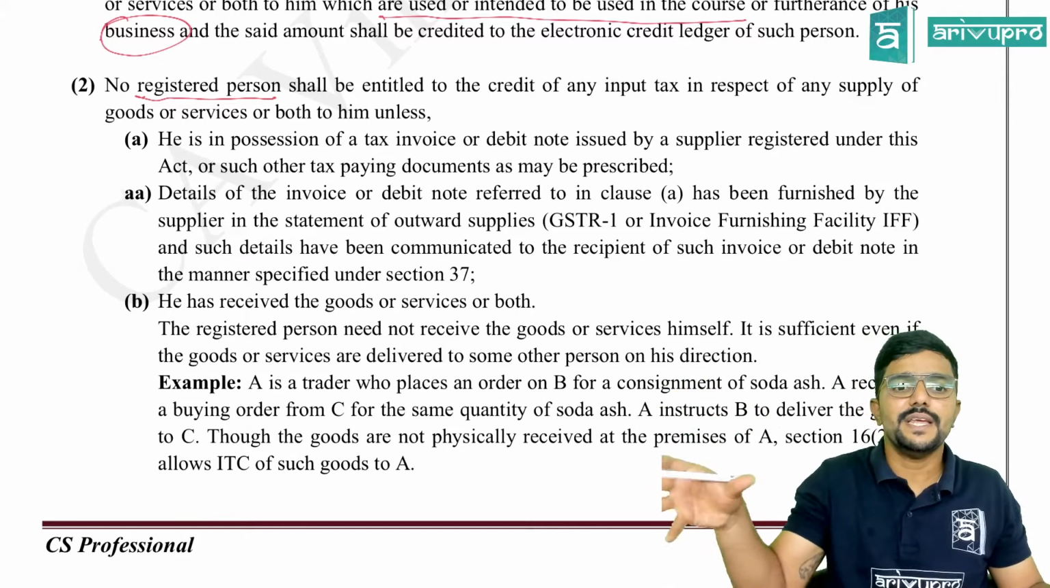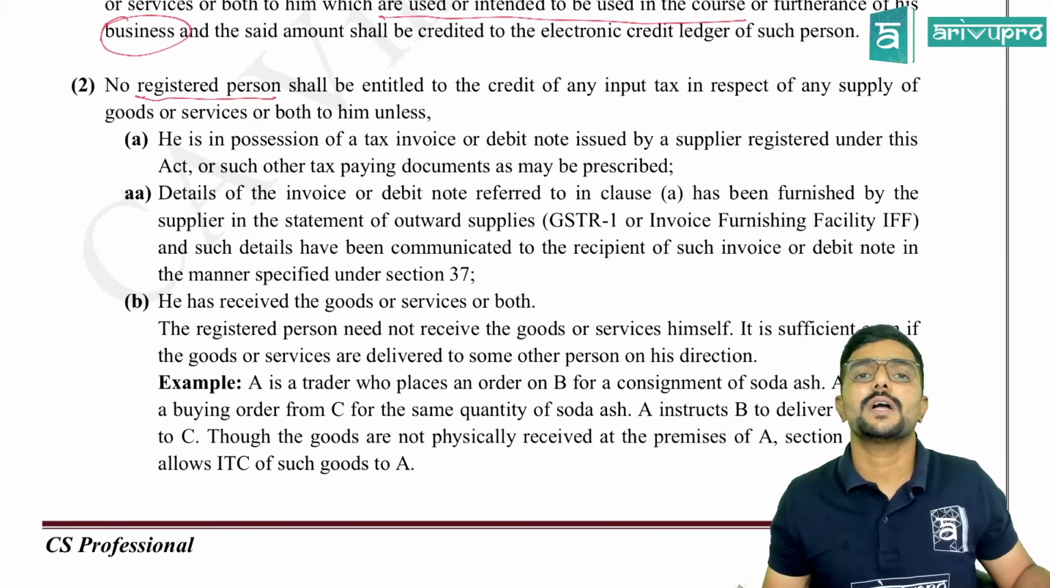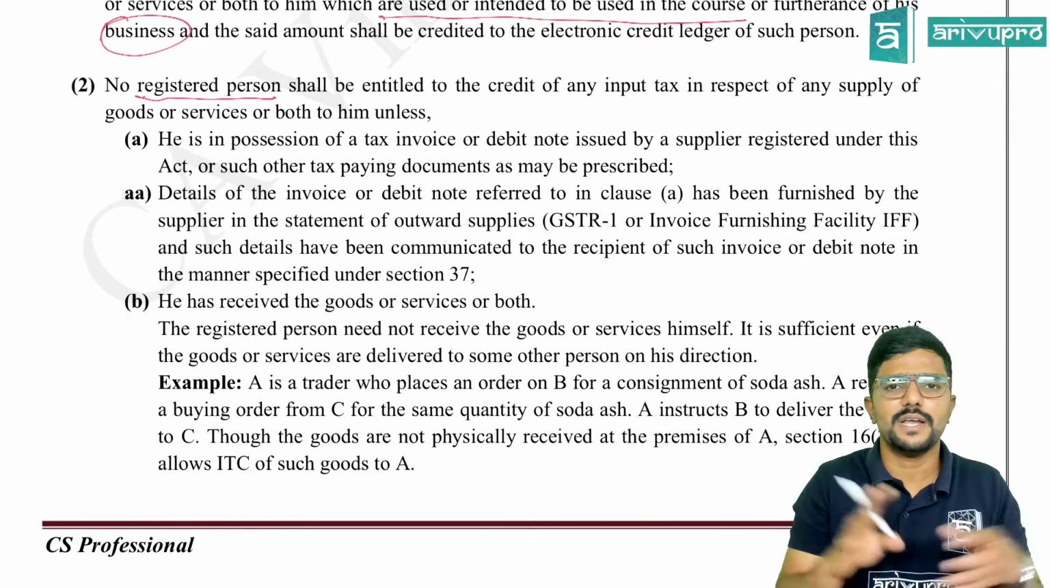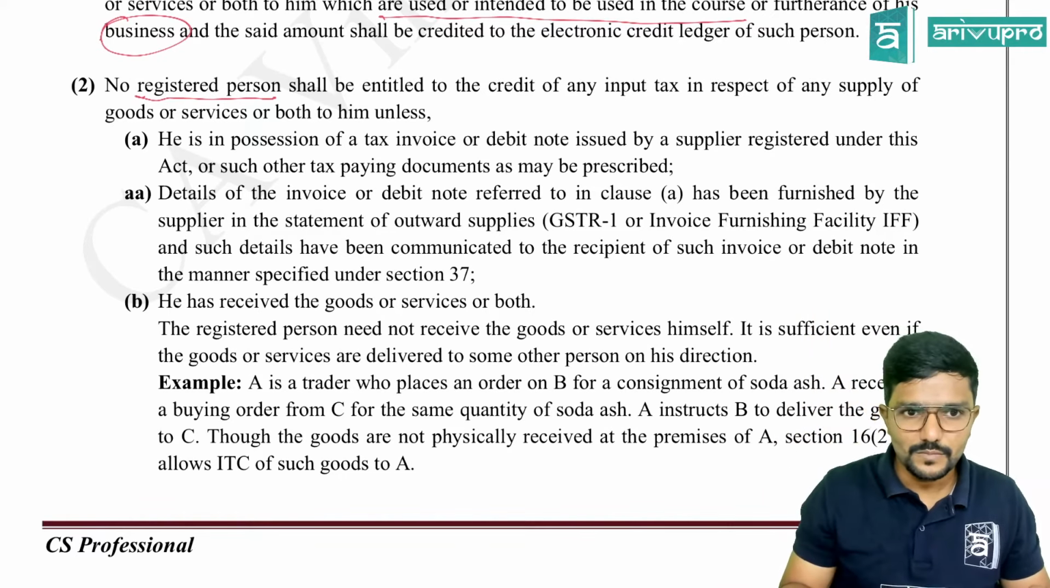So recipient, E here means recipient. So recipient should be having a copy of that. Only then he can claim a credit of it. And it can be any copy. It's not like you should physically have that copy. Even an e-copy is fine.